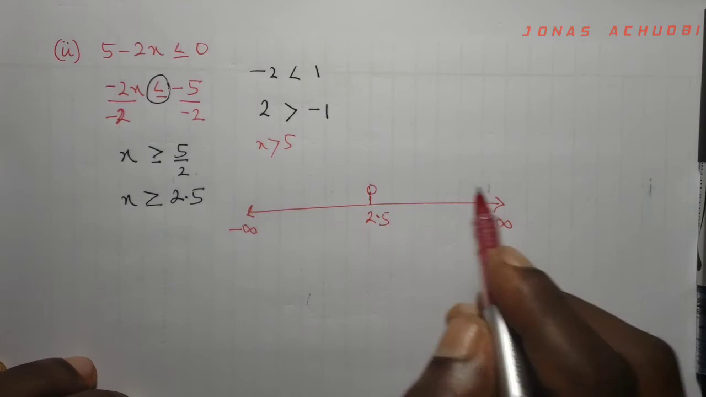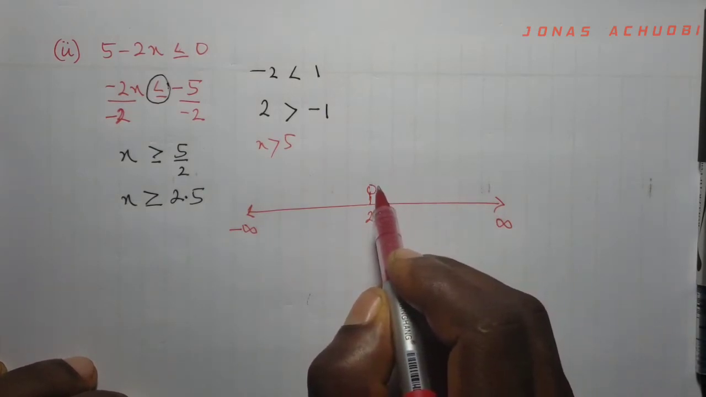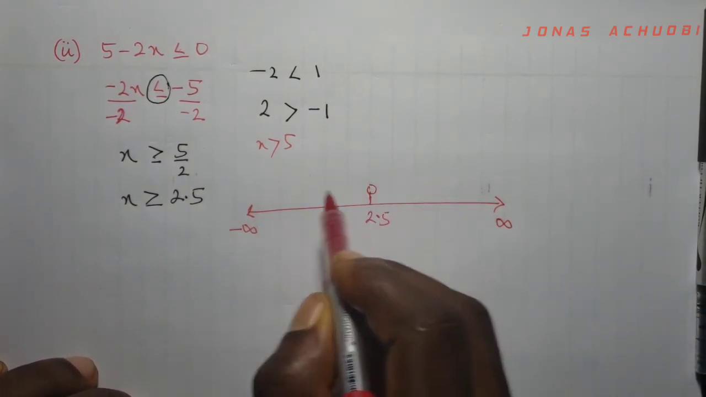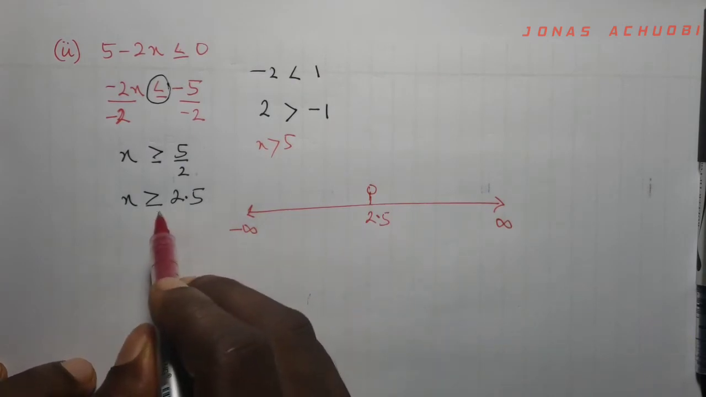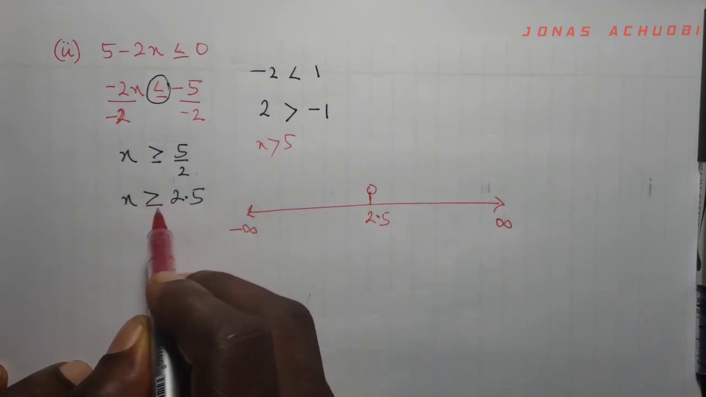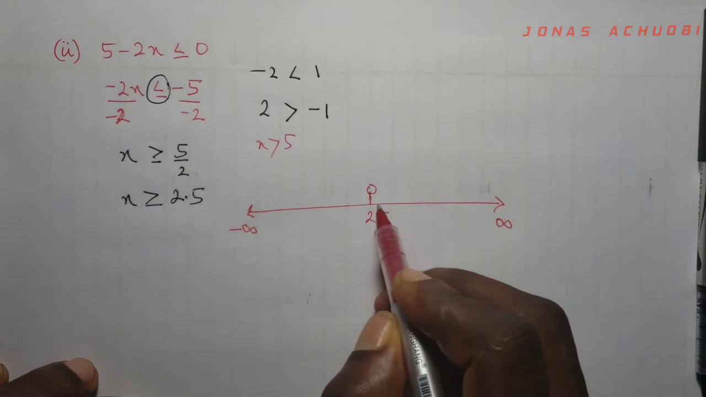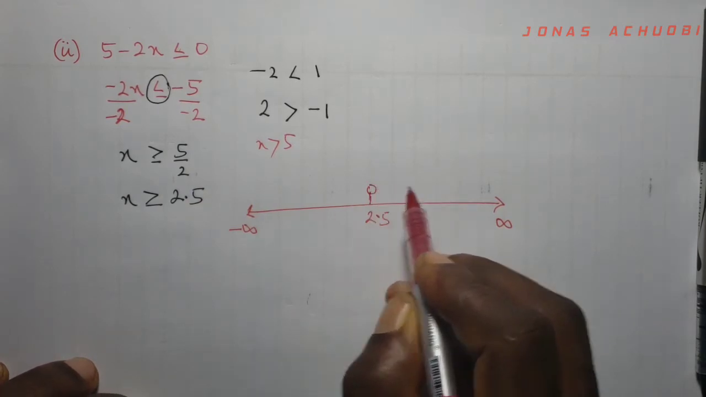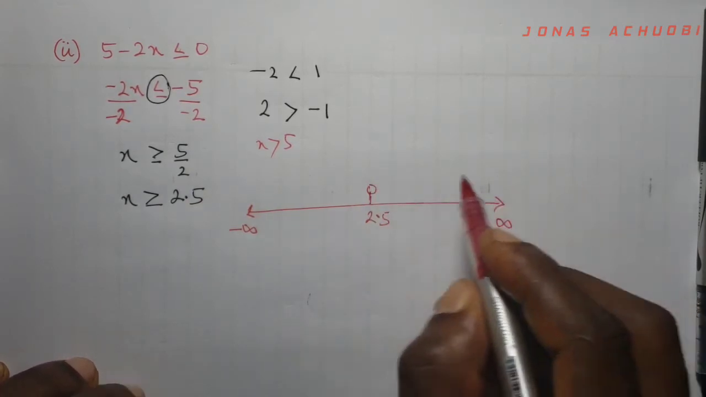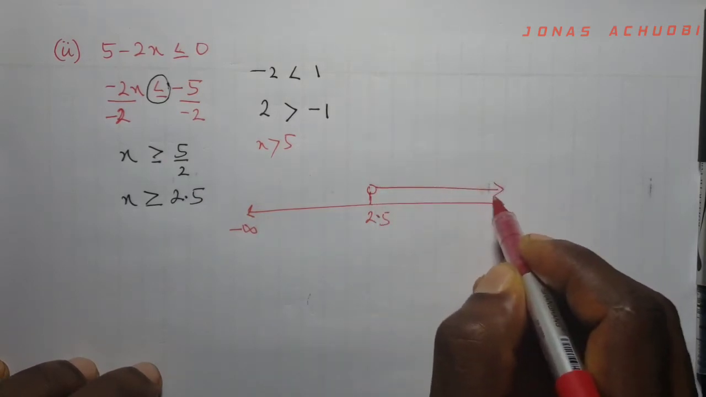The next question is, should we draw our directed line to the right of 2.5 or to the left of 2.5? We come back to check. We said x is greater than or equal to 2.5. Now, values that are bigger than 2.5 must lie to the right-hand side of 2.5. So we draw our line this way with an arrowhead.